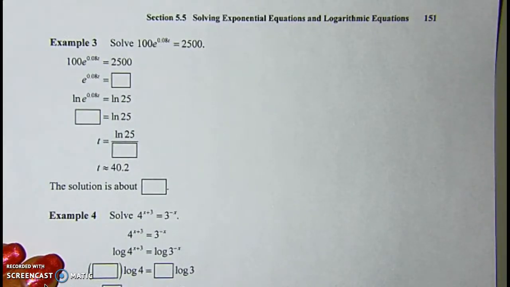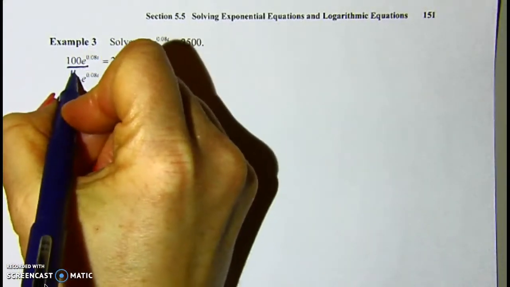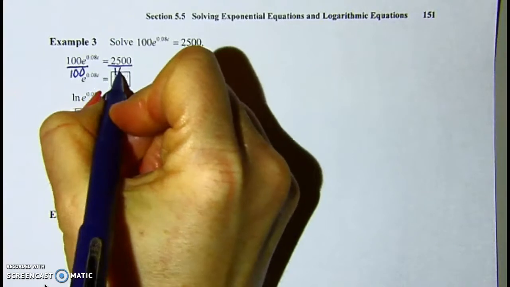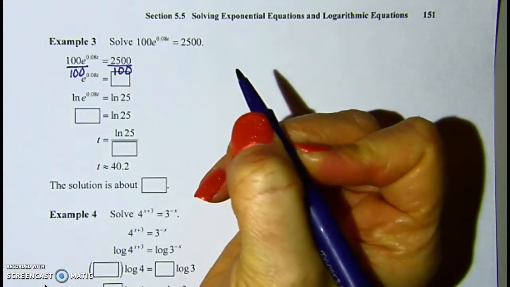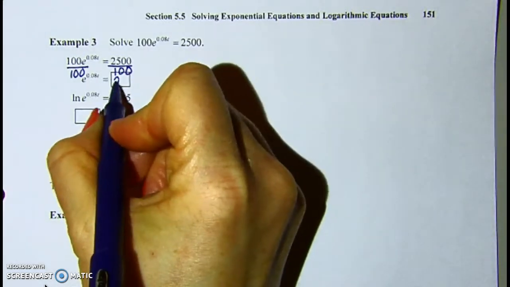Solve 100 e to the power of 0.08 t is equal to 2500. I'm going to first start by getting our e value by itself. So I'm going to divide by 100, giving me e to the power of 0.08 t equal to 25.